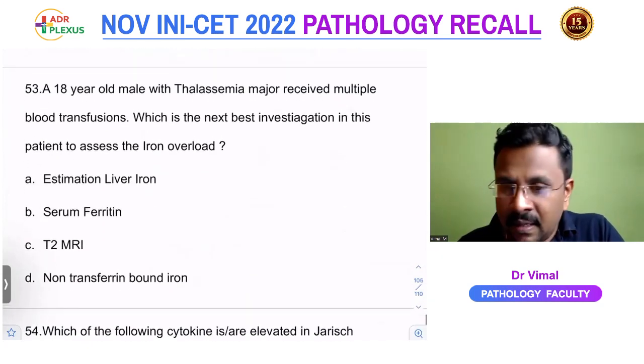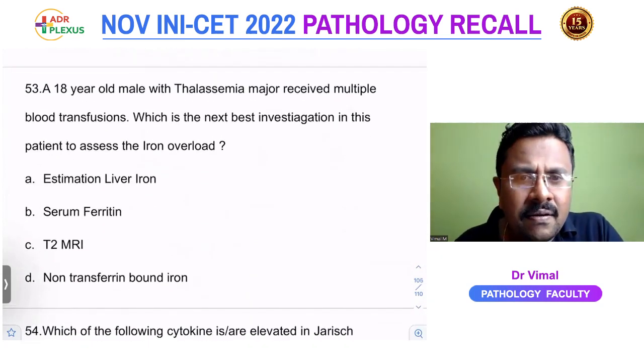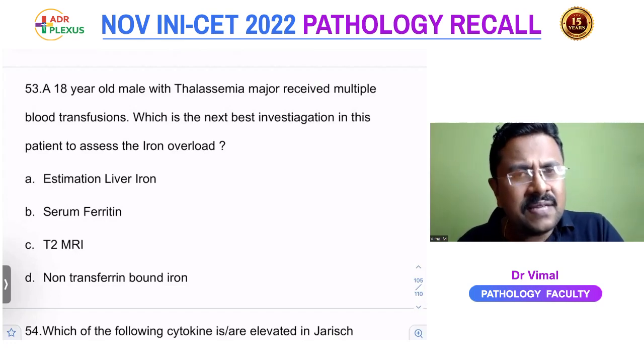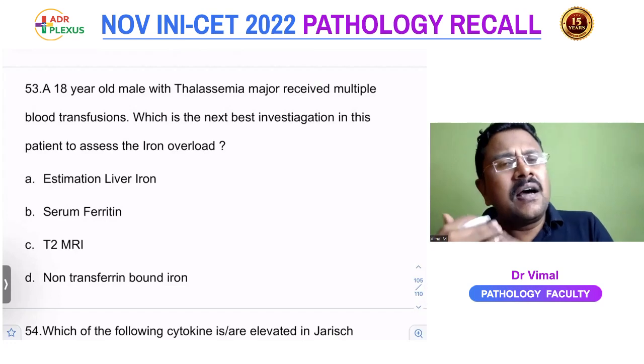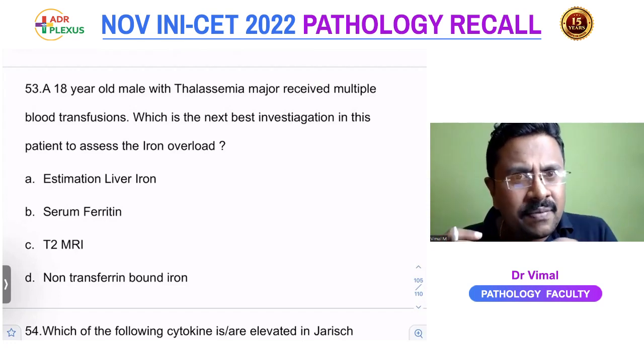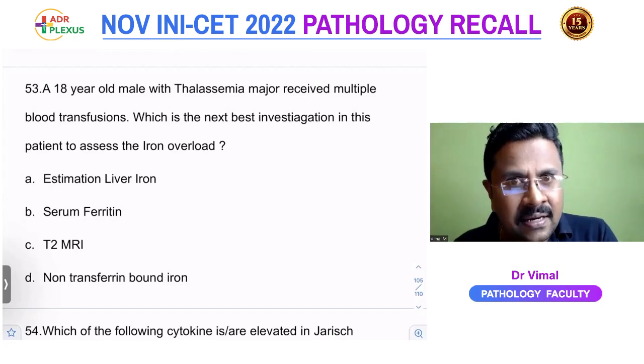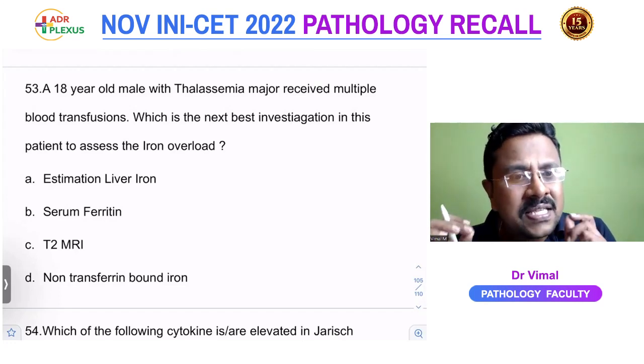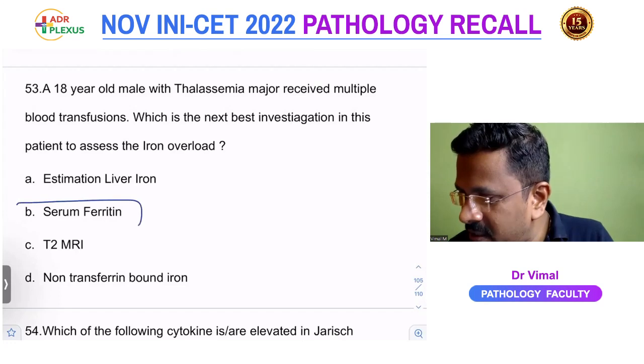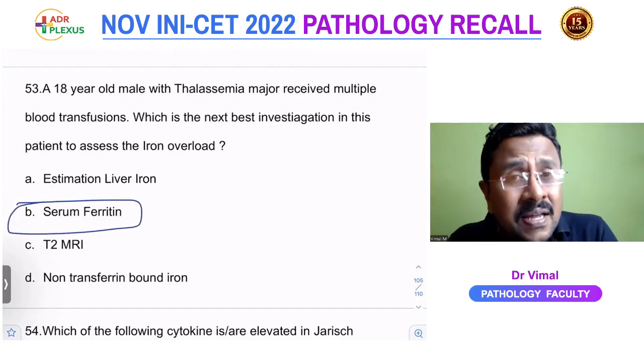An 18-year-old male with thalassemia major received multiple blood transfusions. Which is the next best investigation in this patient to assess the iron overload? So it is a case of thalassemia major and you want to assess the iron overload. Please remember, though you will reflexively think of estimating liver iron, serum ferritin will be the best option here because serum ferritin is the immediately available form, that is the storage form.